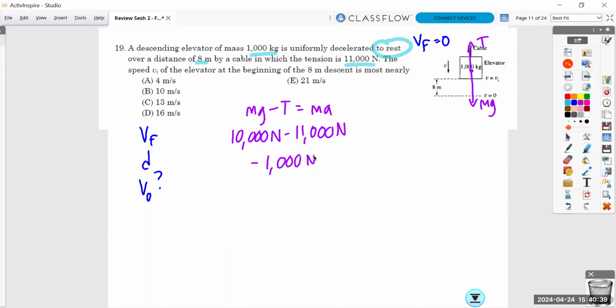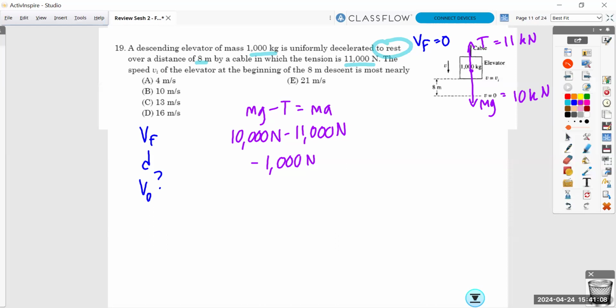There is an 11,000 newton force being applied. You just forgot about gravity, right? The net force causes acceleration, not just individual forces. So remember, basically 10,000 newtons of that tension is just going to stopping gravity.